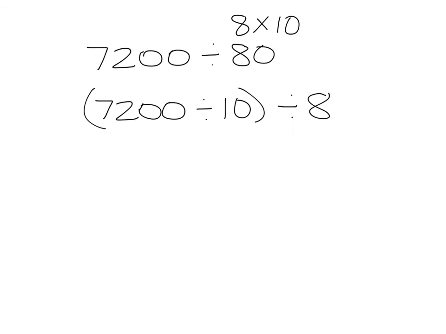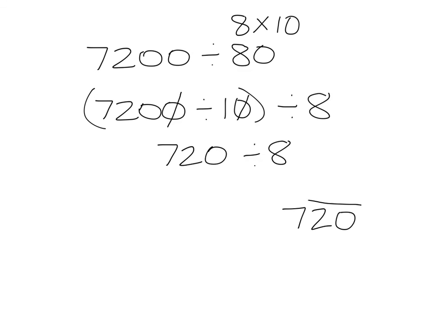Pause the video and try this one. In this one, divide by 10 only knocks off 1 zero. So 7,200 divided by 10 is 720. Divide that by 8. 720 divided by 8. 8 goes into 72 9 times. I have to fill in my spaces. It doesn't go into 0, so 90 is my answer.